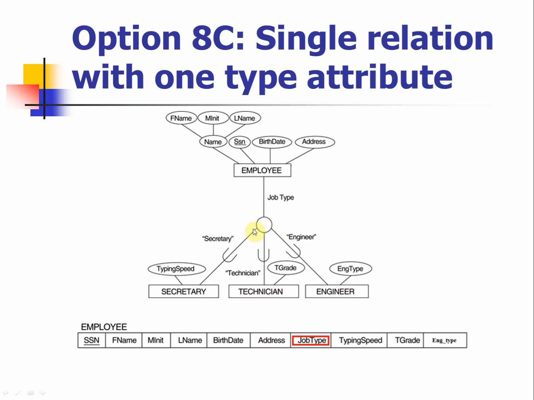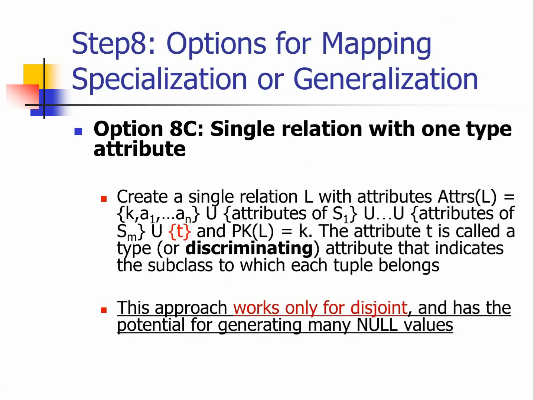If you put an O over here, indicating some employees are secretary and engineer, then in that case you need to put two values here, and it is not going to work. Because you only have one variable over here that can hold one value, this conversion works only for disjoint.